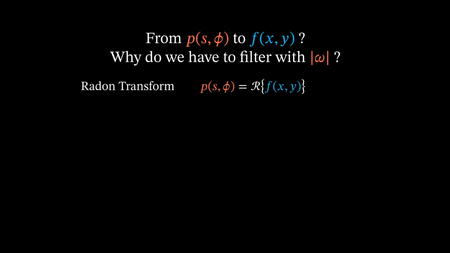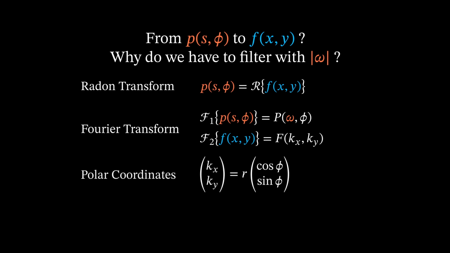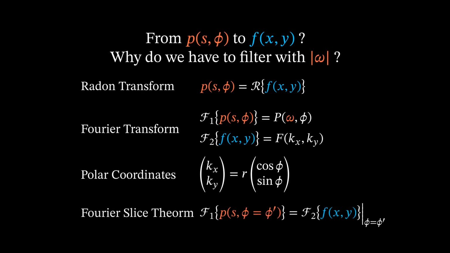Firstly, understanding of the Radon transform, which we just discussed. Secondly, we need the one-dimensional definition of the Fourier transform of the projection function small p, as well as the two-dimensional definition of the Fourier transform of the object function small f. Note that Fourier transform functions have the capital letters P and F. Thirdly, polar coordinates will be used. And lastly, the Fourier slice theorem, which will be proved at the end of this video.